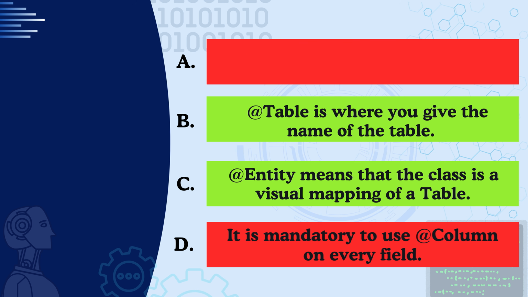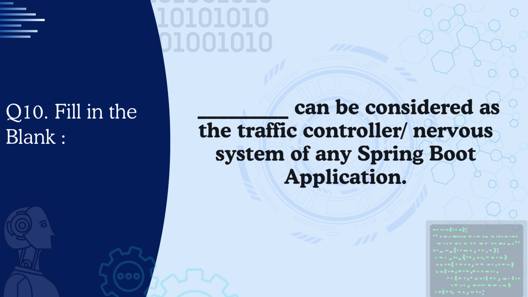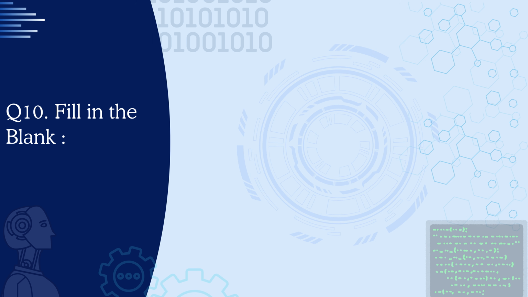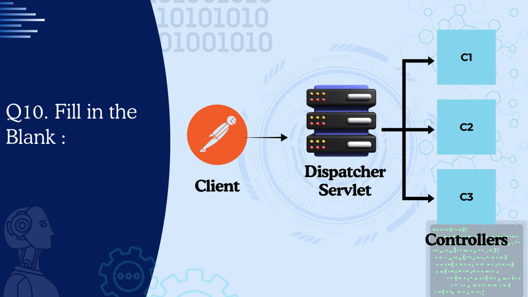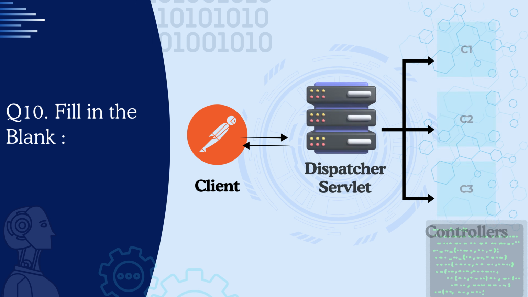Okay. Question 10. Fill in the blank. Dash can be considered as the traffic controller or nervous system of any Spring Boot application. The most appropriate answer would be dispatcher servlet. Why? Because all the incoming API requests first land on the dispatcher servlet, then it decides which controller method should handle that request based on the URL of the request. Okay. The response sent back from the controller also reaches the dispatcher servlet first before going back to the client.